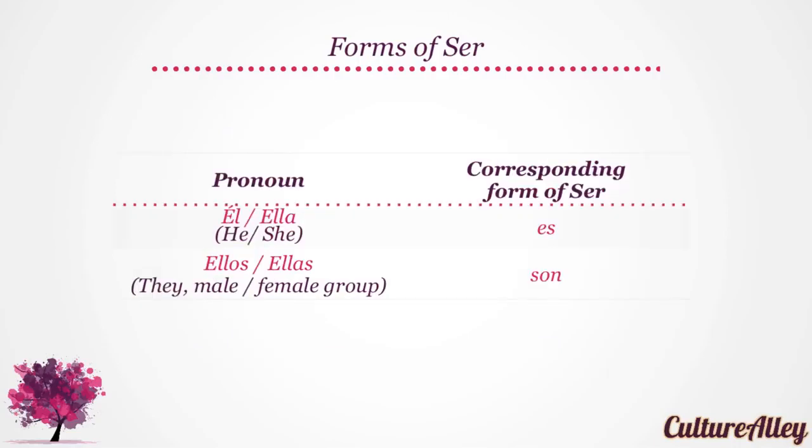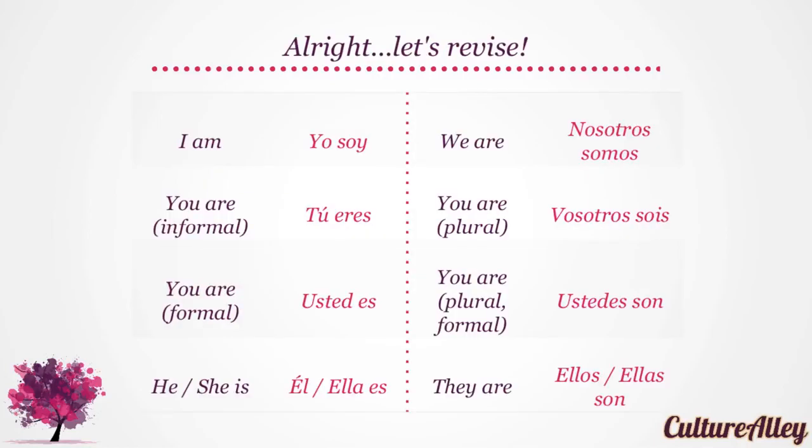Moving on to the third-person pronouns, with he or she, which translates to él or ella, we use es. And for their plural form, they, which translates to ellos or ellas, we use son. All right, let's revise. I am translates to yo soy. We are translates to nosotros somos. Informally, you are translates to tú eres. And its plural form, you are, becomes vosotros sois.